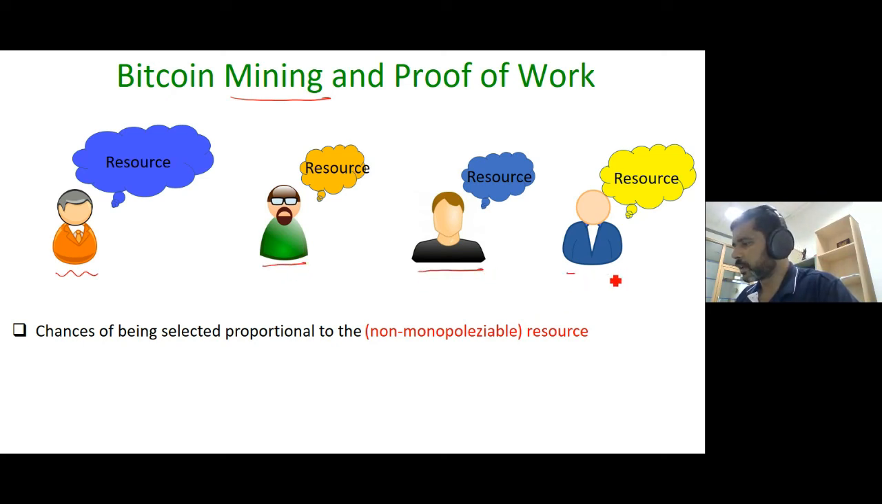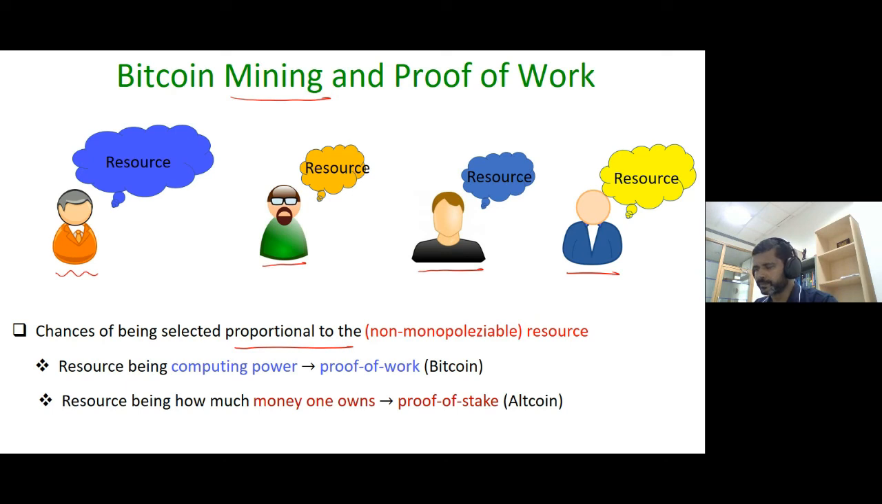Okay, so you can imagine Bitcoin mining as the following. Each entity in the system has some resource. That resource could be anything. We will soon define what exactly that resource is. We want a mechanism where the chance of being selected to propose the next block in the blockchain should be proportional to how much resource you own. The resource in the context of Bitcoin is how much computing power, or hashing power, you have. There is another category of cryptocurrencies based on proof of stake, where the resource is how much money you own.